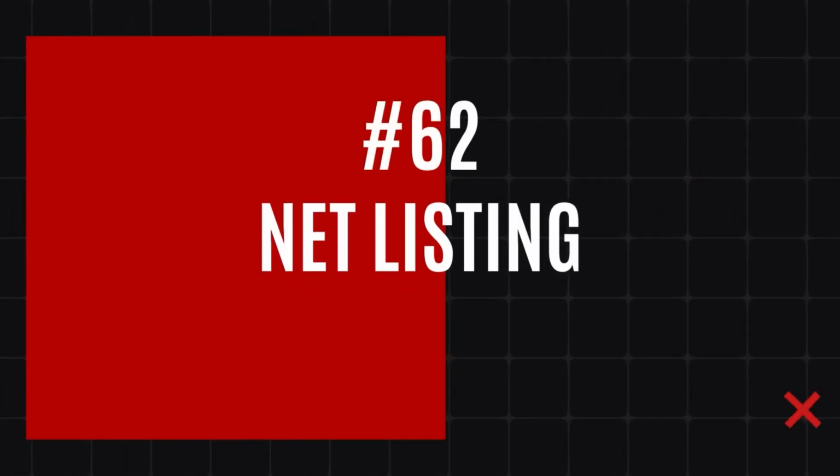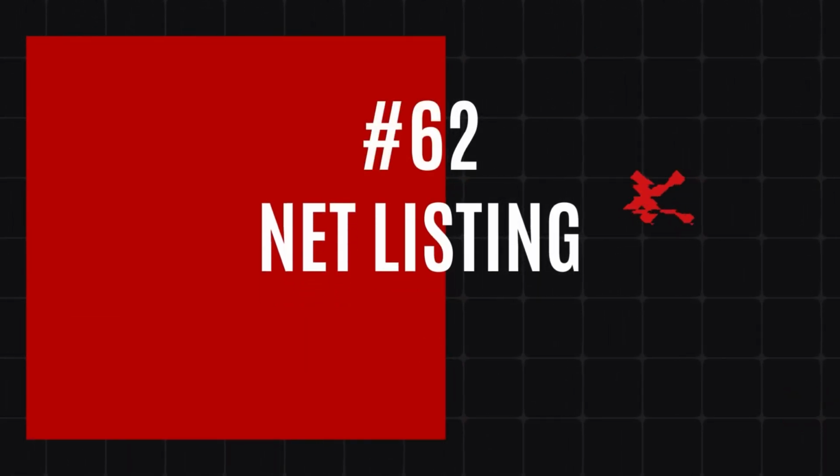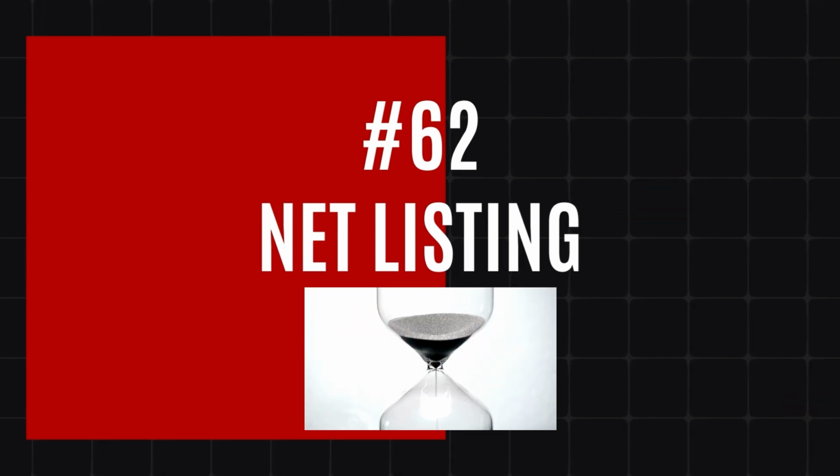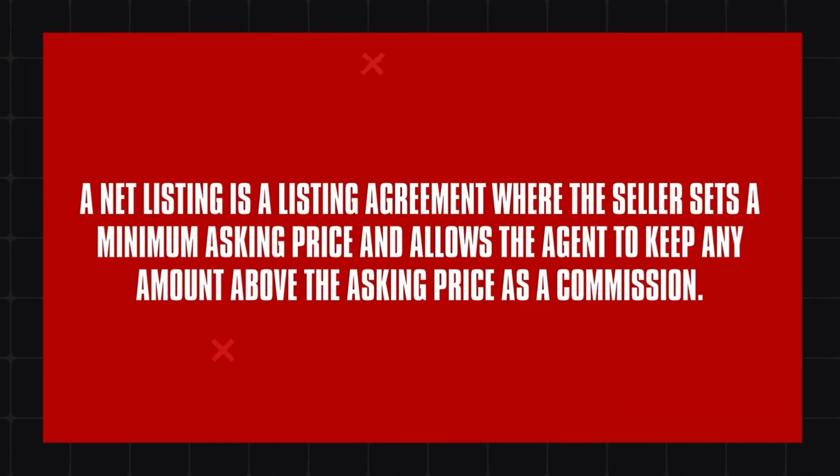Net listing. Guess what net listing means? In a net listing, the seller and agent team up to make the most of a property sale. The seller sets a minimum asking price and lets the agent work their magic. If the agent manages to sell the property above the price, they get to keep the difference as a commission.